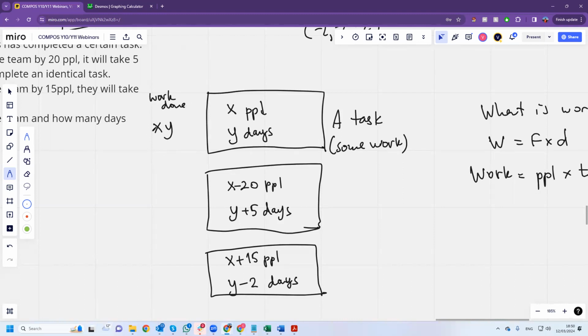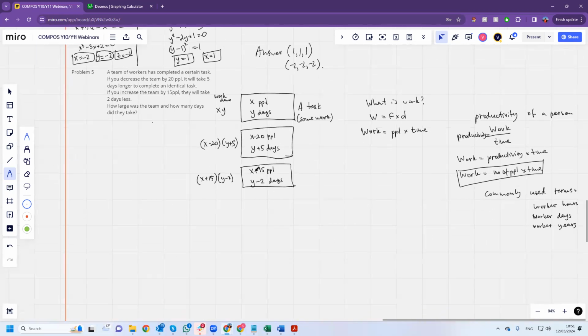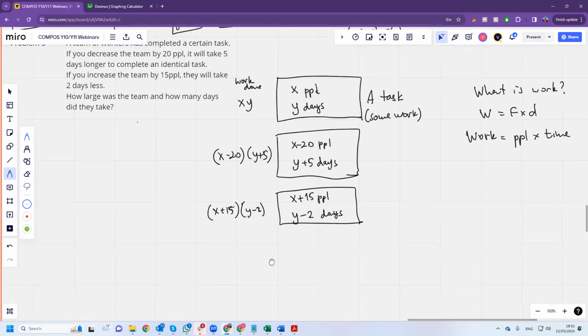Work done is xy. And here, x minus 20 multiplied by y plus 5. And here, it's x plus 15 multiplied by y minus 2. This is the amount of work done in each case, but the work done is the same because the certain task is the same amount of work. Therefore, the equation looks like this: xy equals x minus 20 times y plus 5 equals x plus 15 times y minus 2.